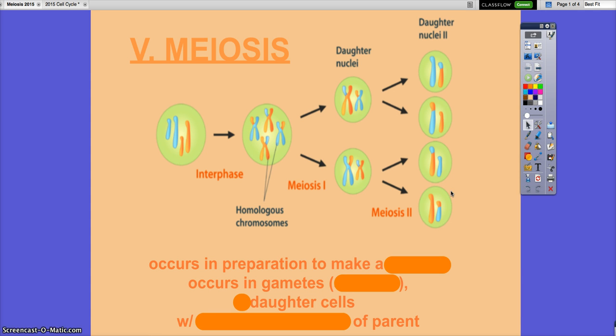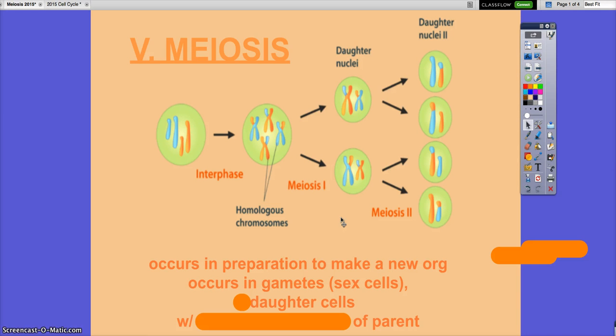So where does meiosis happen in your body? What types of cells? Sex cells, okay? It does this to prepare for what? Reproduction, or to form a new organism. So your sex cells replicate in order to eventually become fertilized. That's their focal point, let's say.